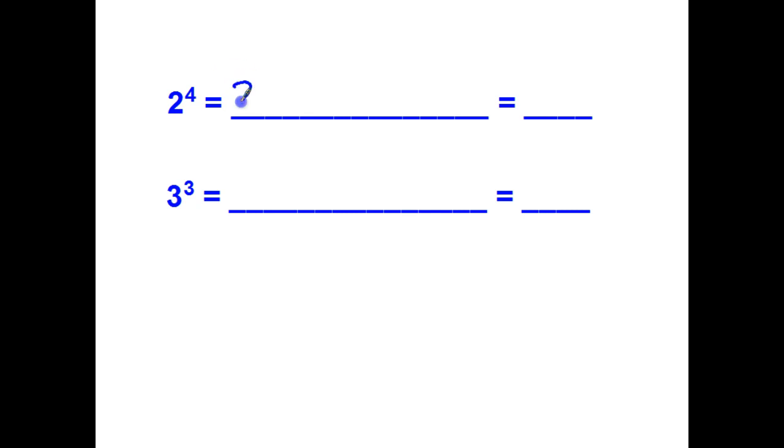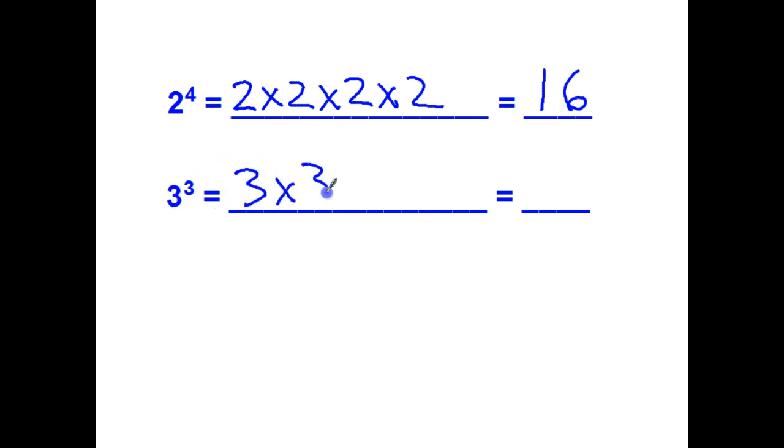2 to the 4th power means I'm multiplying 2's, and I need 4 of them. 2 times 2 is 4, times 2 is 8, times 2 is 16. 3 to the 3rd power, multiplying 3's, and I need 3 of them. 3 times 3 is 9, 9 times 3, 27. That wasn't too bad.